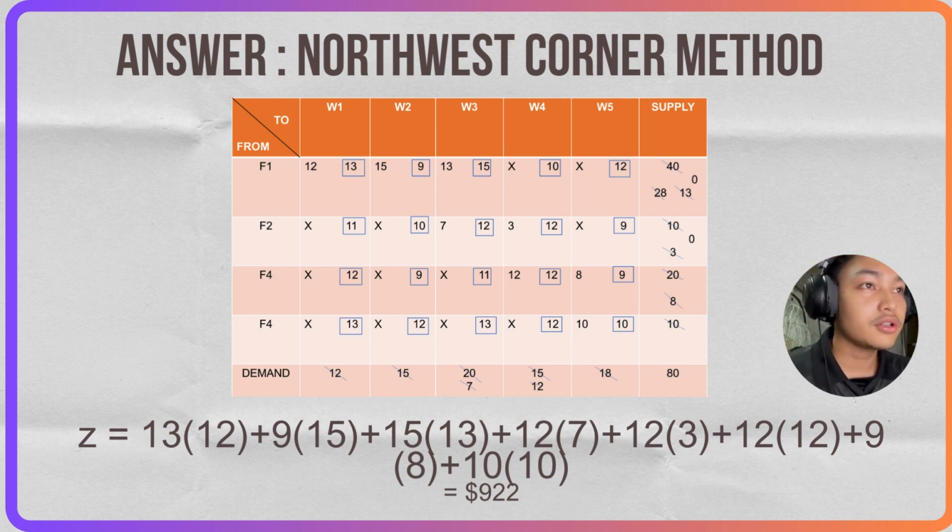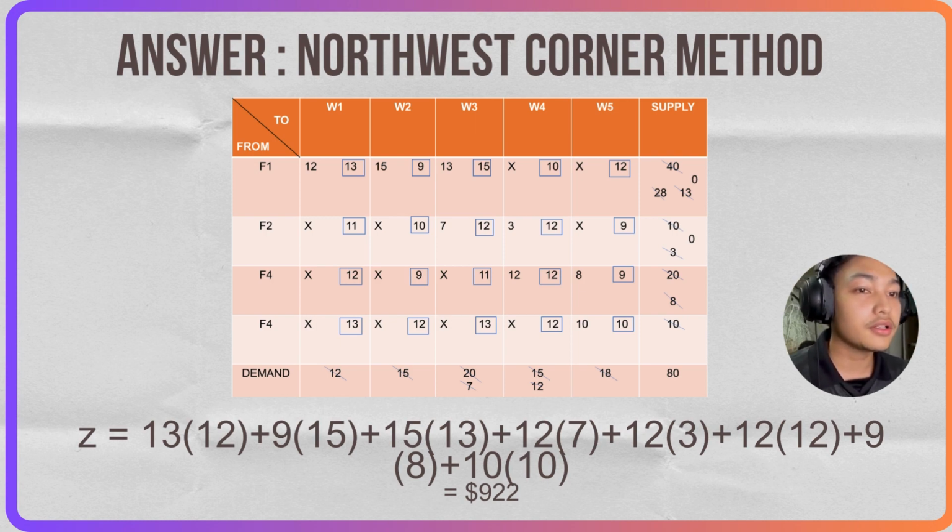Next we look at warehouse 3. The demand needed for warehouse 3 is 20 units, but the balance that factory 1 has is only 13 units. Warehouse 3 has to get the supply of 7 units from the next factory, which is factory 2. For warehouse 4, it will not get any supply from factory 1, because it is already out of supply and needs to get the supply from another factory.